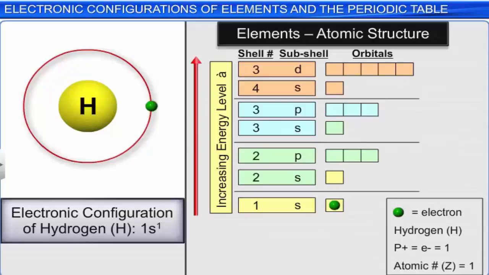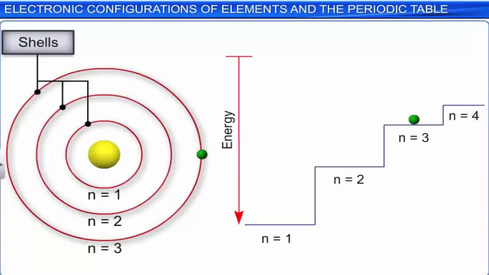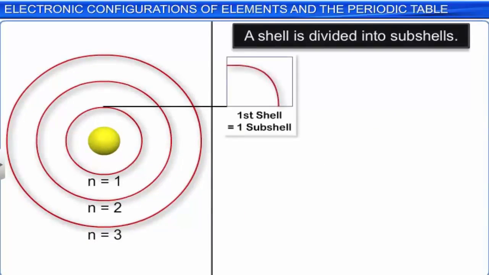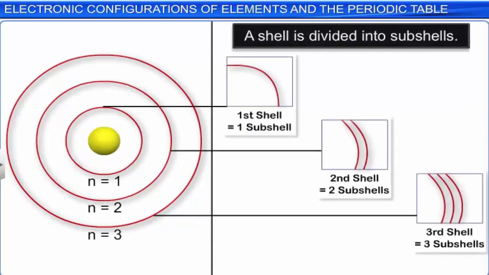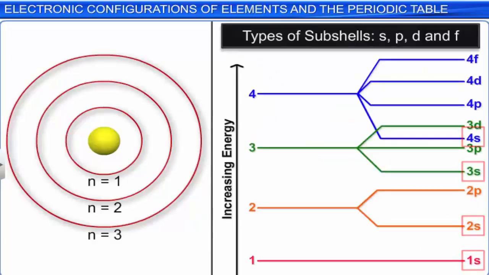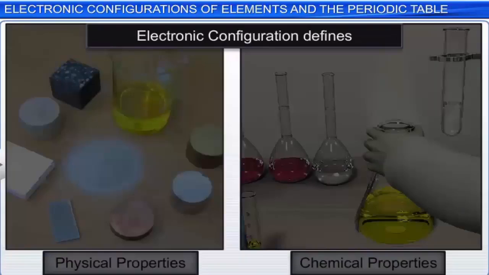The principal quantum number of a shell, n, defines the energy level of an electron and gives its distance from the nucleus. A shell is further divided into subshells. These are s, p, d, and f. The electronic configuration of an atom defines its physical and chemical properties.